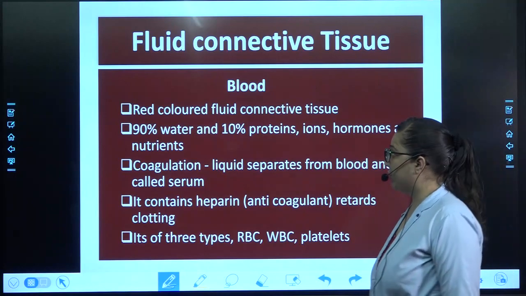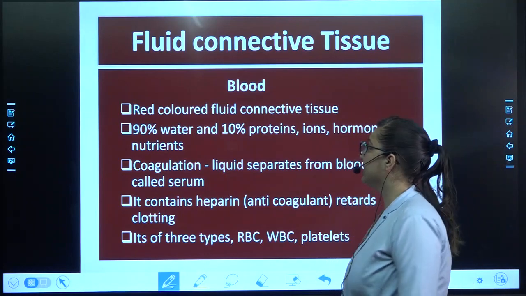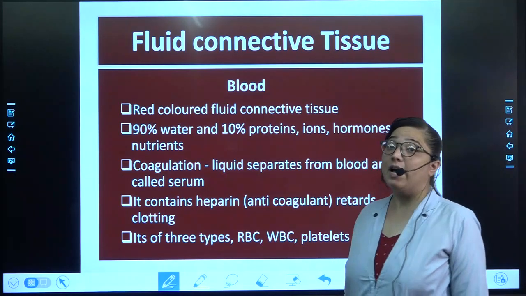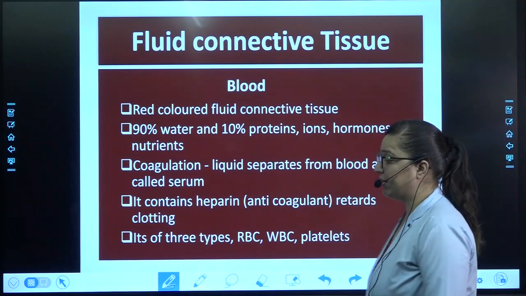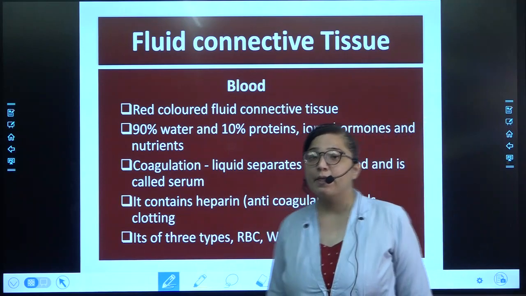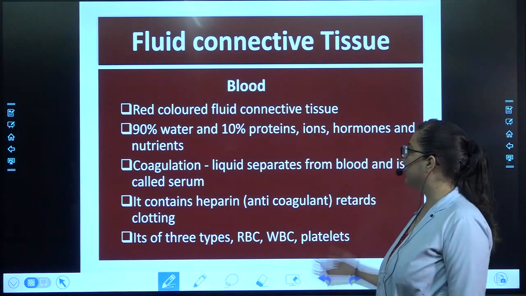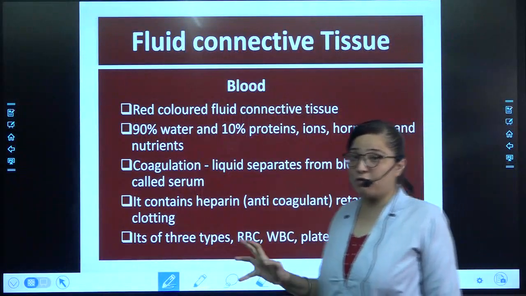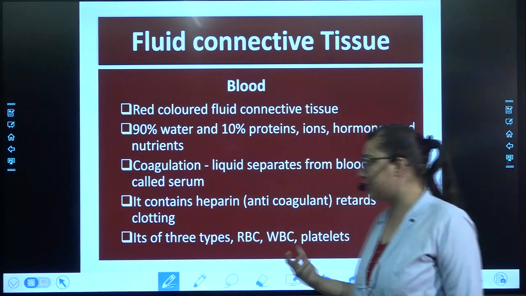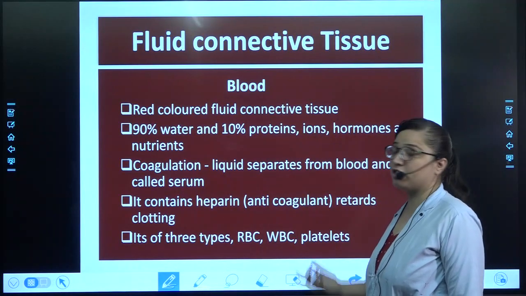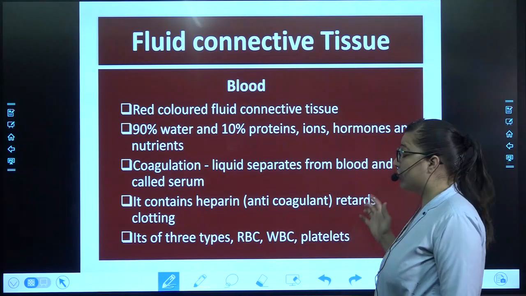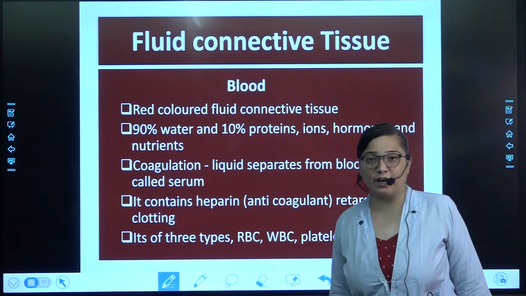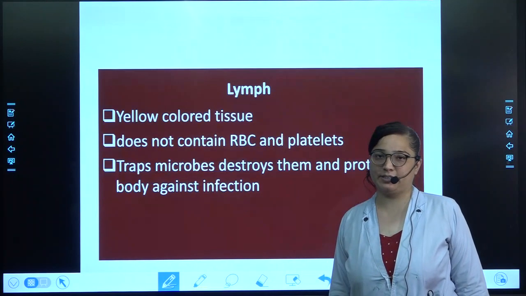Then the fluid connective tissue, which is blood. Blood is a red colored fluid connective tissue. It contains 90% of water and 10% of other things, that is ions, hormones, proteins and nutrients. Whenever the liquid content is removed from the blood, what is it called? Serum. It contains heparin, which retards clotting, and it is of 3 types, that is RBC, WBC and platelets.